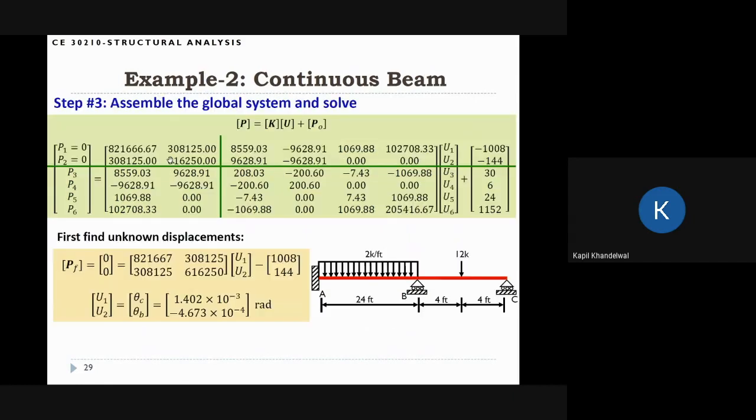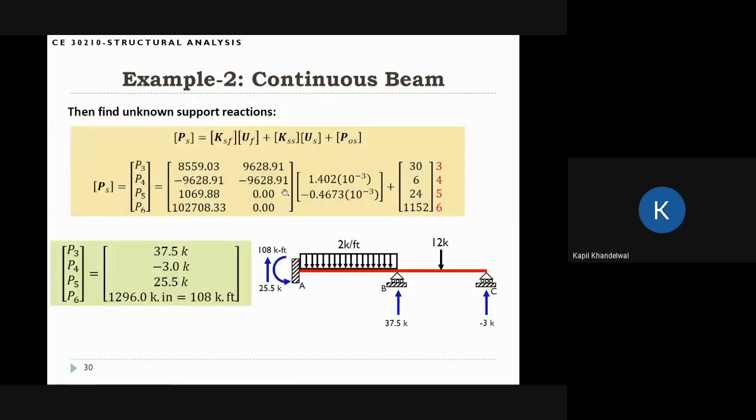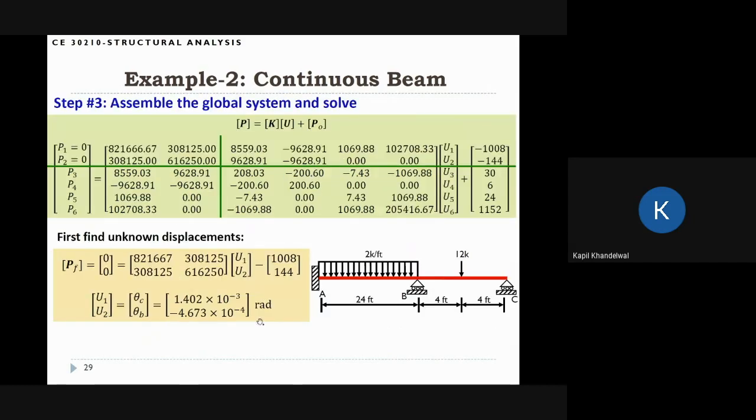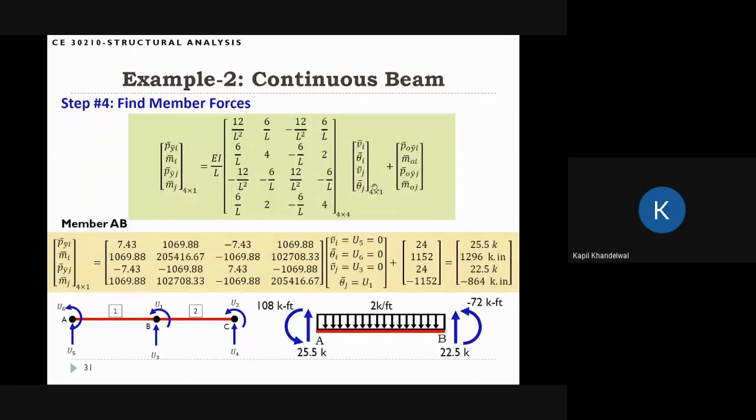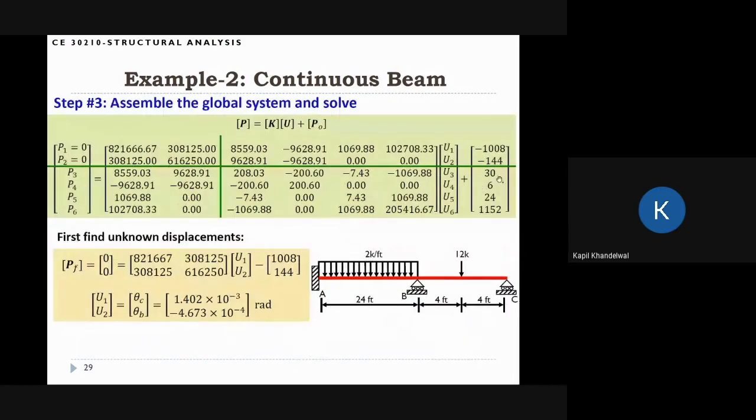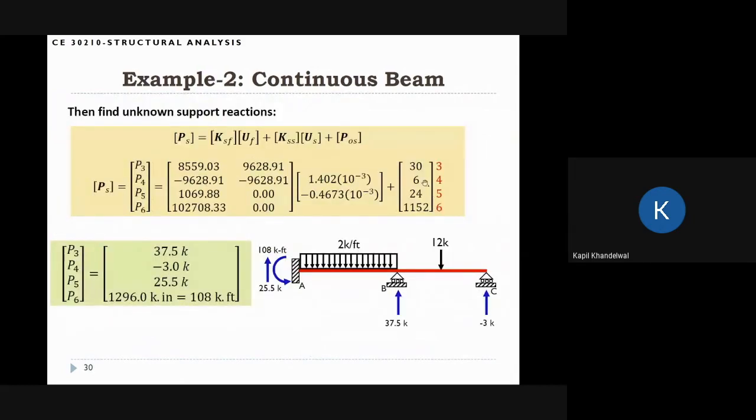In this case, if I go back, the support reactions are P3, P4, P5, P6. This is the KSF portion, multiplied by UF, the same UF that we calculated here, plus POS. The POS are the last 4 numbers: 36, 24, 1152. Add those numbers together with these numbers here, and we'll get the support reactions.